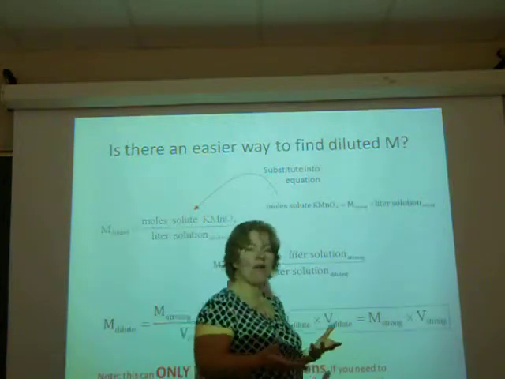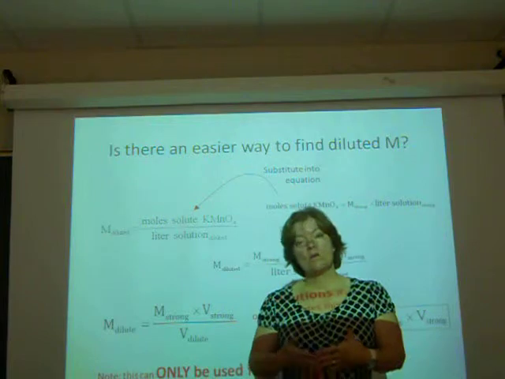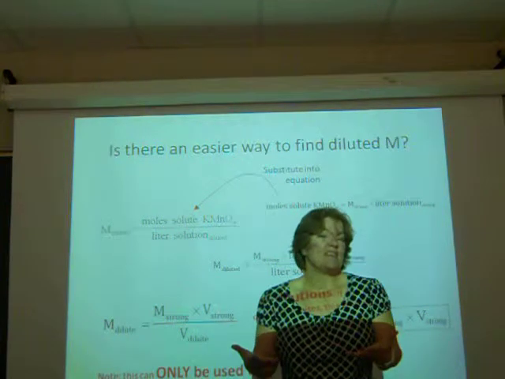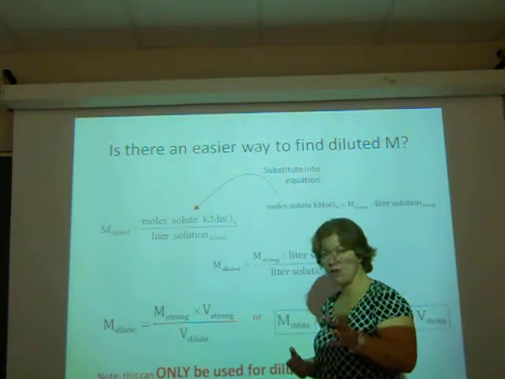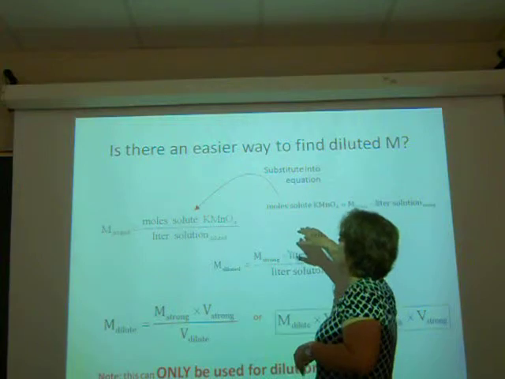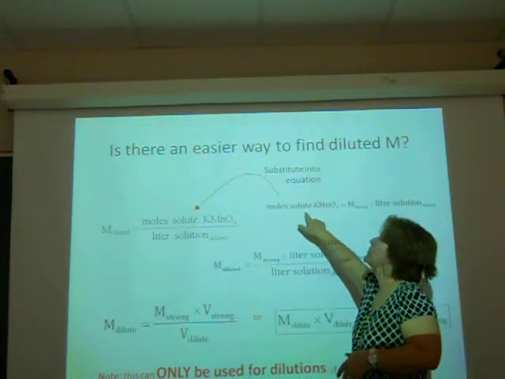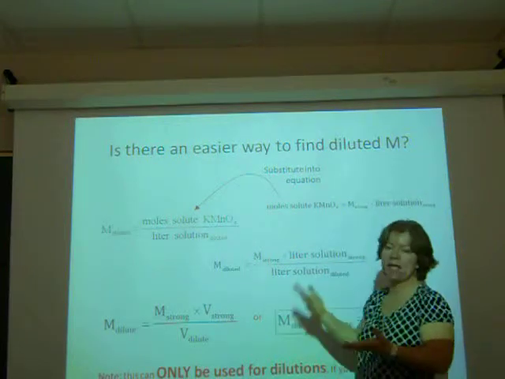Is there an easier way? Could I do this instead of doing it in two steps? Could I do it in one step? Yes. What I'm going to do is make an equation that is going to work in one step. And this is great, but there's no problem with doing it the way we did it on the last slide. I know that the moles of solute, in one of the last problems we were using KMnO4, but it could be any solute.